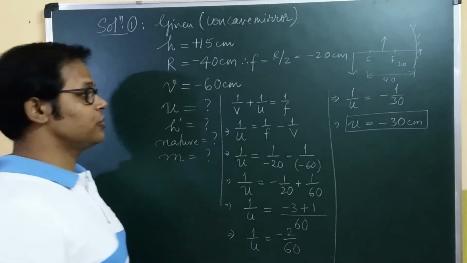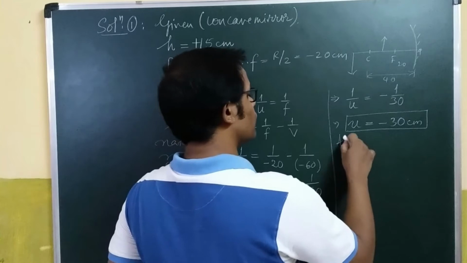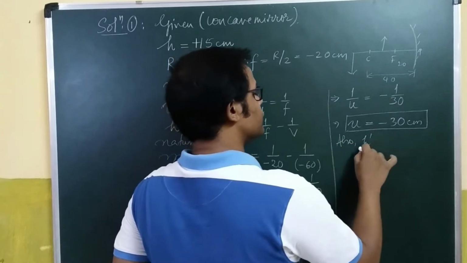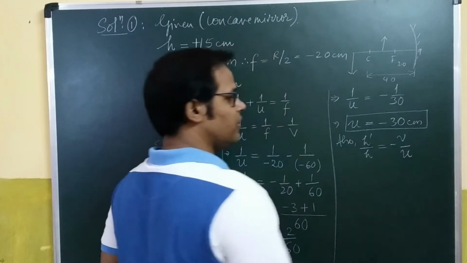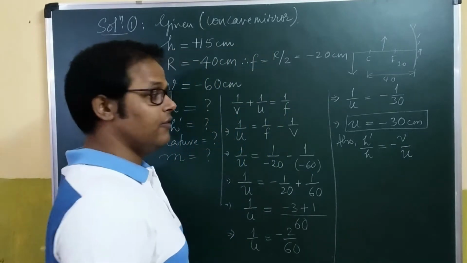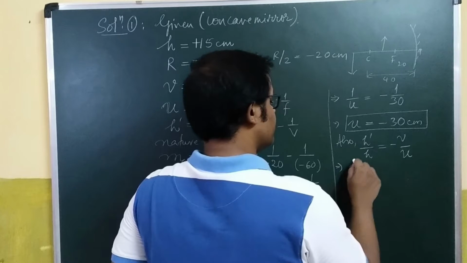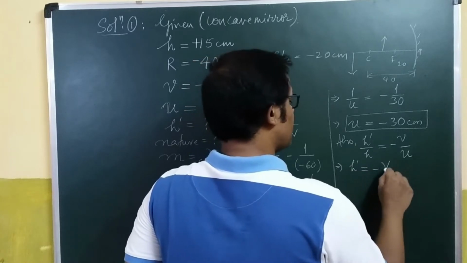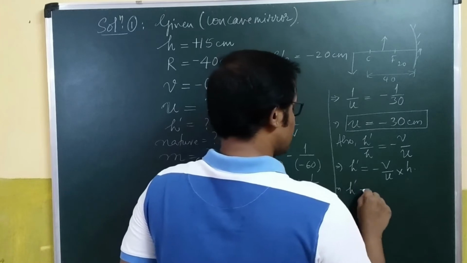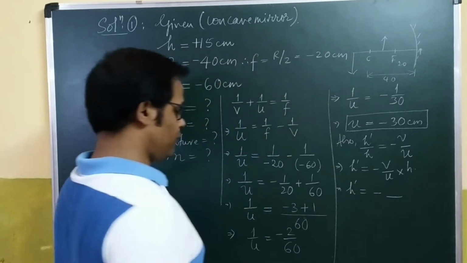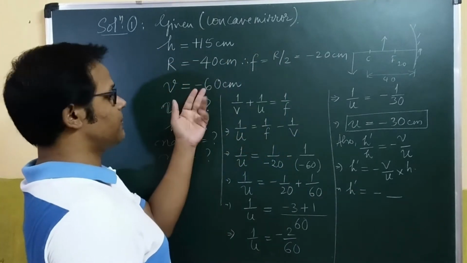Height of the image. So we have this formula also, h dash by h equals minus v by u. Very simple formula. I think everybody remembers that. So h dash equals minus v by u multiplied with h. So h dash should be equal to minus v. Where is the v value? Minus 60.